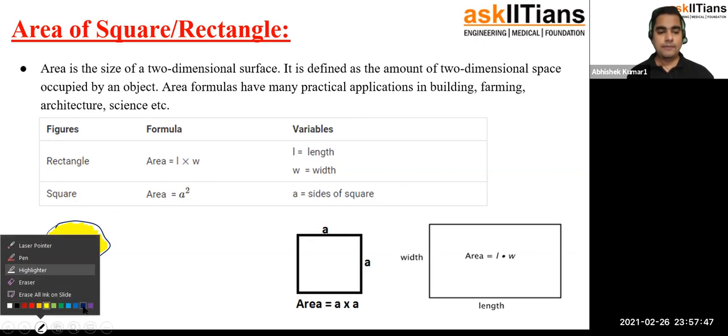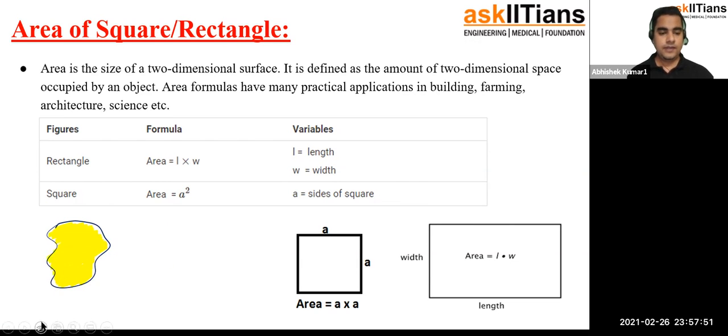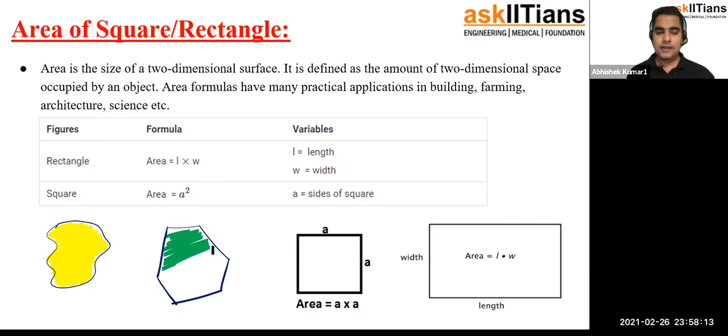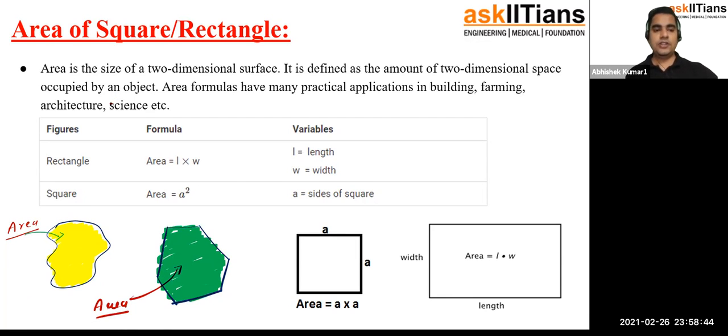Similarly, let's take one more example, this figure. What is the meaning of the area enclosed by this figure? We are talking about the two-dimensional space enclosed by this figure, which constitutes what we call the area of the figure. Here the yellow portion depicts the area. In the second figure, this greenish portion depicts the area enclosed by the figure. Even if you read the statement written here, it says area is the size of a two-dimensional surface, right?